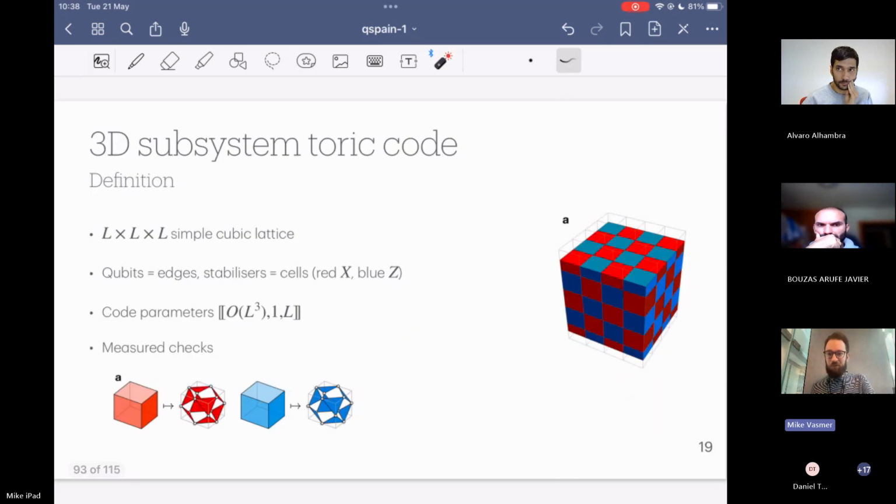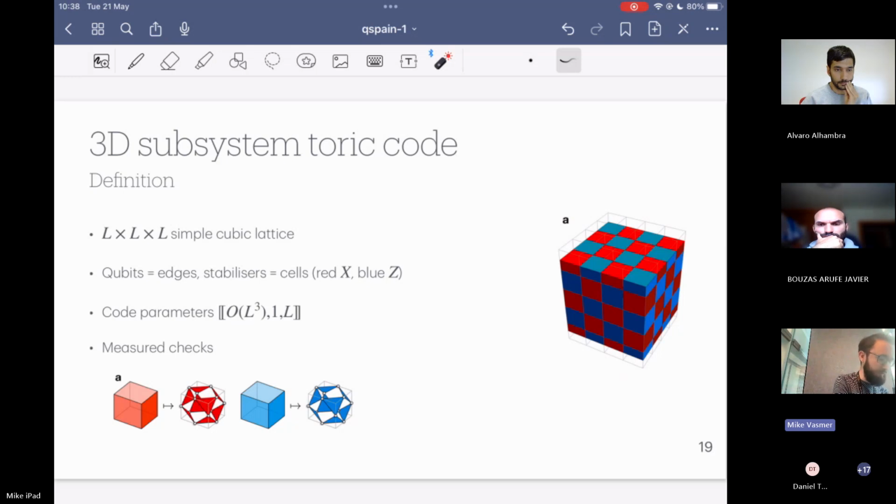And there's one complication with this code that I'm not going to have time to go into formally, but this is actually an example of something called a subsystem code. In this type of code, instead of measuring the stabilizers directly, we break them up into smaller pieces and measure the pieces. So we measure, I'm just going to call them checks, but they're not the stabilizers. So the checks would be these 3-body operators.